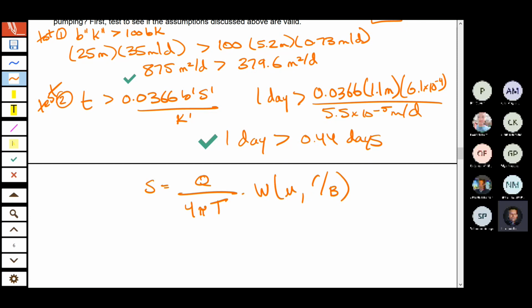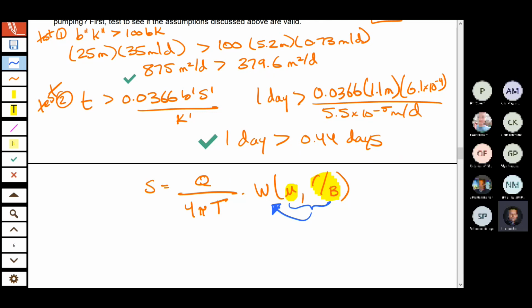Okay, so we need to find a couple things. We need to calculate U, and I already gave you a formula for U. And from the table, we need to determine what R over B is. And once we get that, we can use both of these values together to get our leaking well function. And then quite simply, we just multiply that by Q, divide by 4 pi T. You're already given a transmissivity of 3.8 meters squared per day, and we're going to get our drawdown.